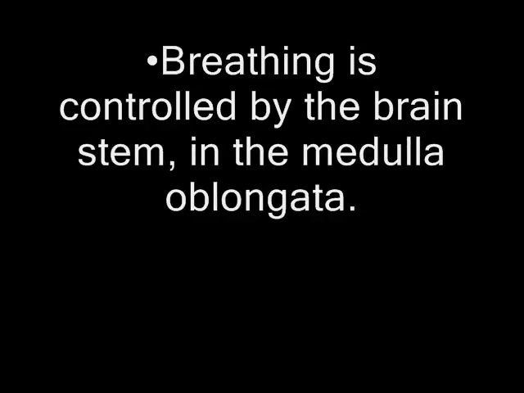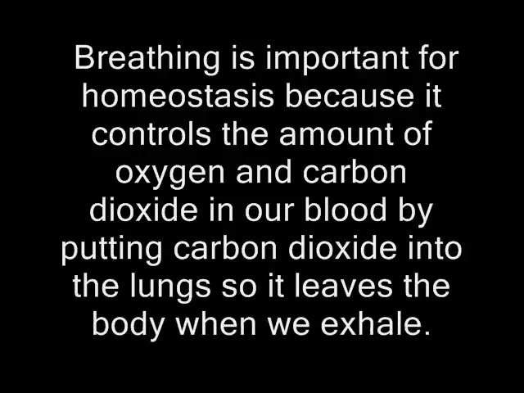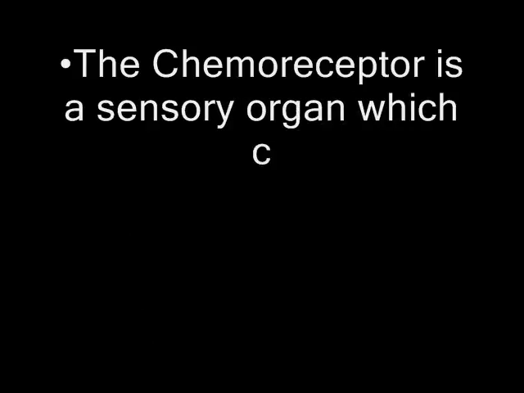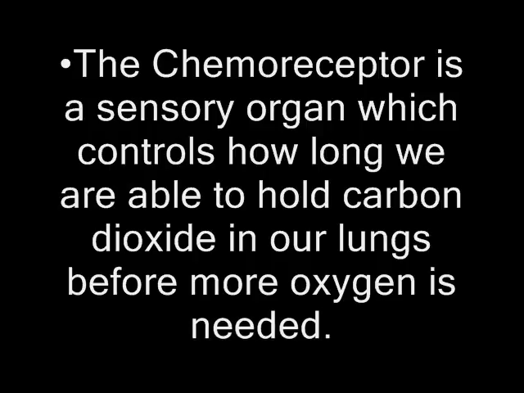Now that we've touched on the major organs of the respiratory system, we're going to take a little time to talk about breathing. Breathing is controlled by the brainstem in the medulla oblongata. Breathing is important for homeostasis because it controls the amount of oxygen and carbon dioxide in our blood by putting carbon dioxide into the lungs so it leaves the body when we exhale. The chemoreceptor is a sensory organ which controls how long we are able to hold carbon dioxide in our lungs before more oxygen is needed. That's all we're going to get into for breathing because we have more to talk about.